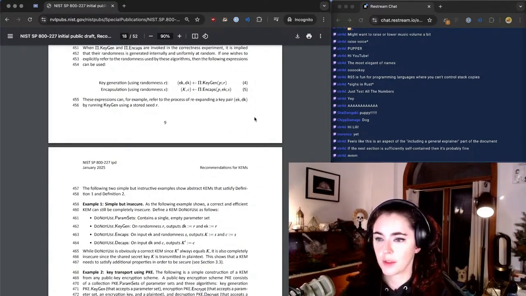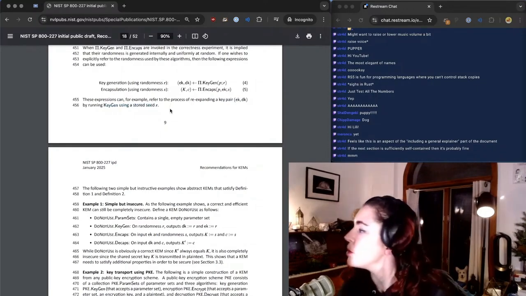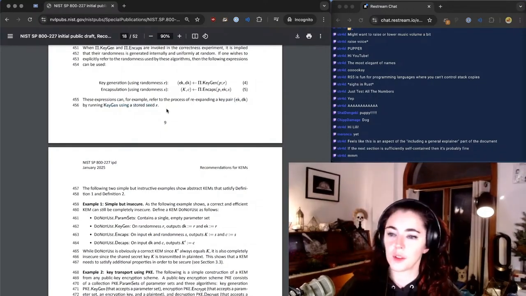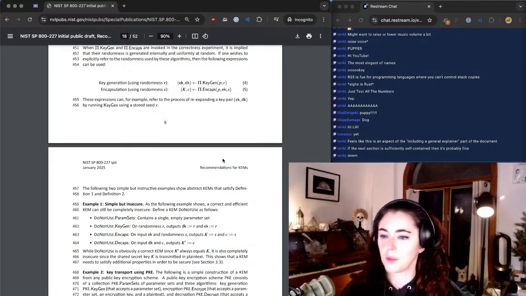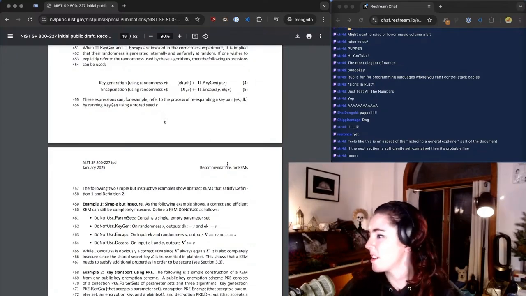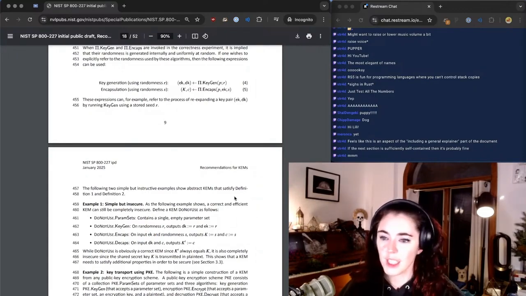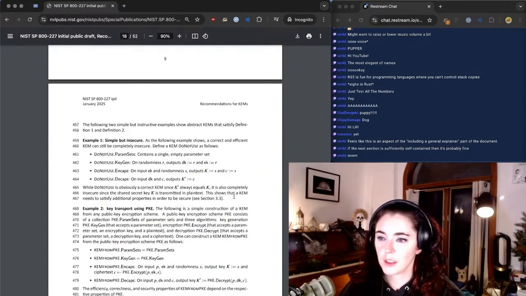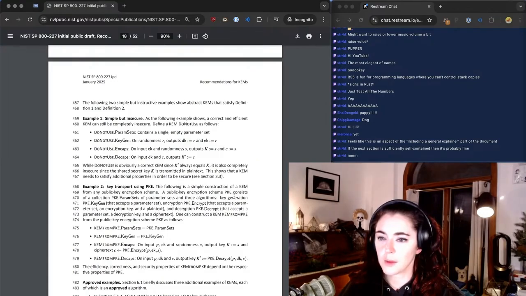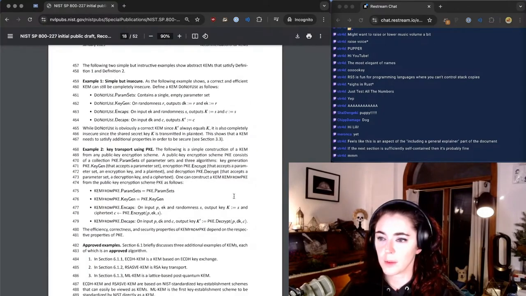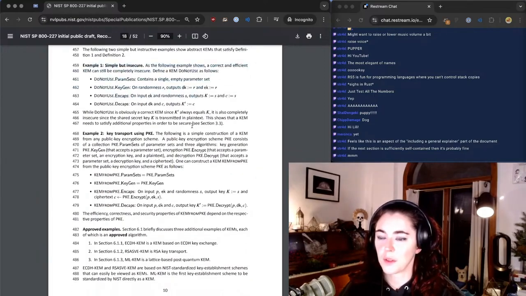These expressions can serve the process of re-expanding a key pair by running keygen with the stored seed R. Oh, sweet. How good of them to explicitly say that sort of thing. That's very good for stuff and things. Two simple and instructive example KEMs show objects that satisfy the definition of an abstract KEM. Yeah, do not use. All right, I'm gonna fast forward through some of this.